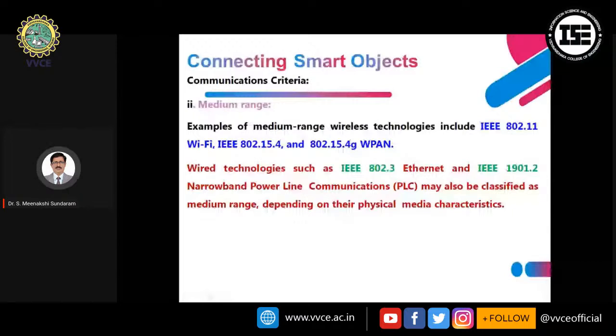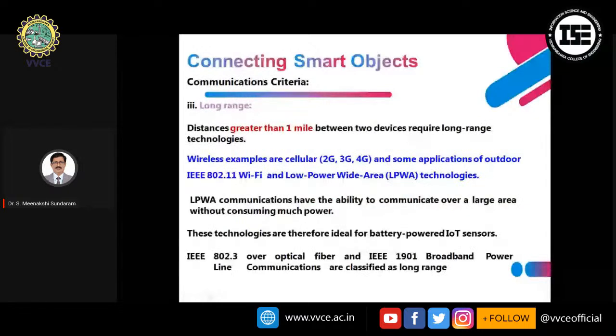802.15.4g WPAN. And long range communication, where the distance is greater than 1 mile between the two devices, requires long range technologies. Some examples are cellular 2G, 3G, and 4G. Recently, 5G is implemented and research is also going on in 6G. And some of the applications are outdoor IEEE 802.11 Wi-Fi and low power wide area network technologies.